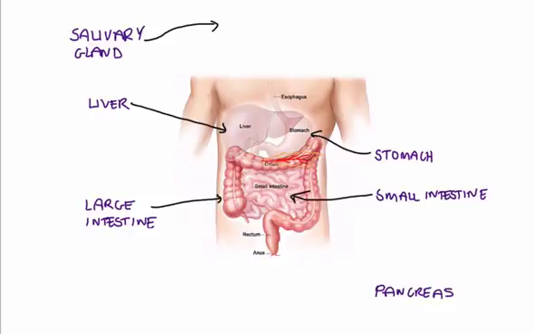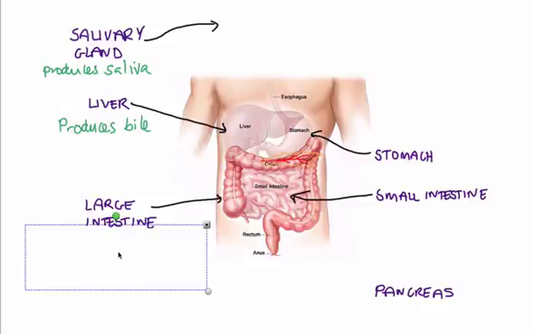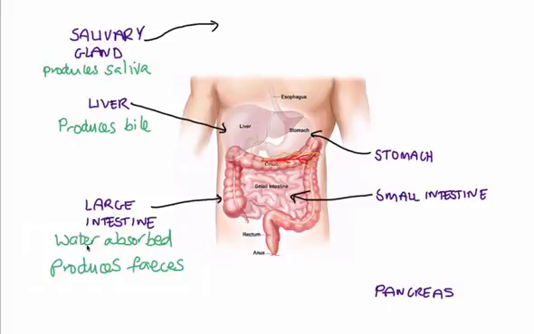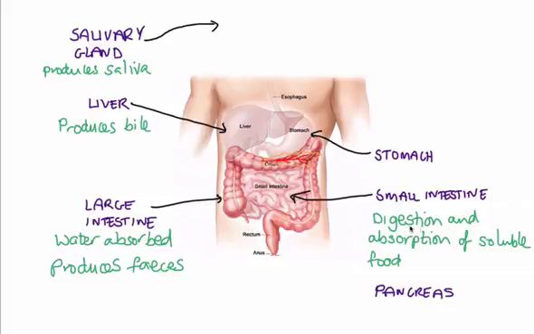I won't spend too long on it because it's just a question of you sitting there and learning it. But just briefly, salivary glands produce saliva, which has an enzyme that starts the process of digestion. The liver produces a substance called bile. The large intestine is where water is absorbed, and when the water is absorbed from all the undigested food, it produces feces, which is just another word for poo. The small intestine has the job of digestion and absorption of soluble food.